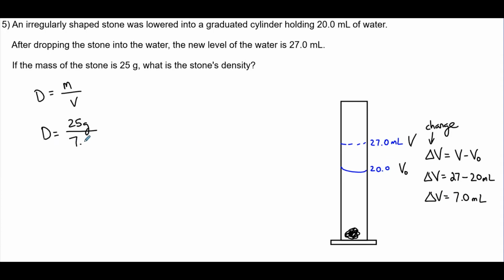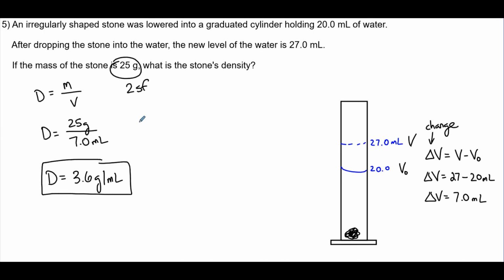So I'll plug that number in over here. And then to finish up, 25 divided by 7, that is 3.57 on the calculator, but because of sig figs, this number up here only had 2 sig figs. That's going to give us an answer of 3.6 grams per milliliter. All right, we have one more problem.